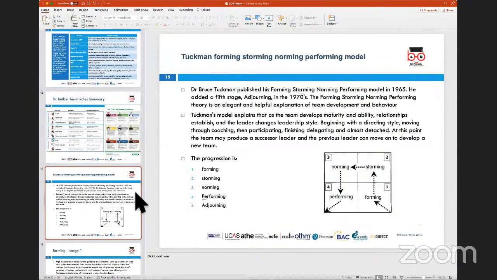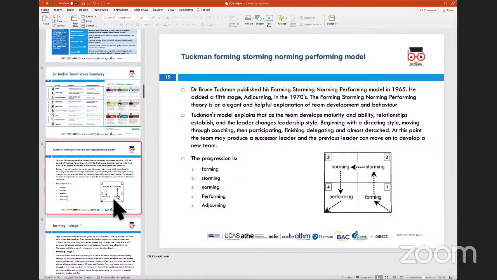Now, the second model that we want to quickly understand is Tuckman's model. Dr. Bruce Tuckman came up with this model after doing his studies in the early 1960s, and he came up with 4 stages through which he believed teams could be formed. When you put together a team within an organization, bringing together people from different departments to carry out certain objectives or tasks, this process of team formation goes through 4 key stages. He added a 5th stage later in the 1970s, and that stage was called adjourning.